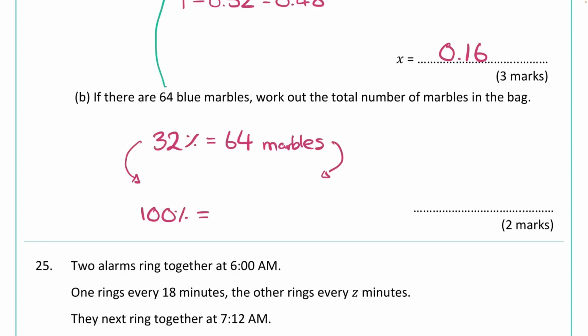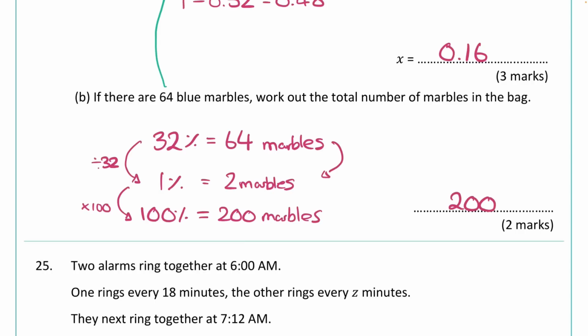Now thankfully they're both divided by 32, so it's actually a relatively nice one. If we divide by 32, we get 1% is equal to 2 marbles, and now I can times by 100, and 2 times 100 is, of course, 200 marbles. So there we go, we have 200 marbles as our final answer, 200.